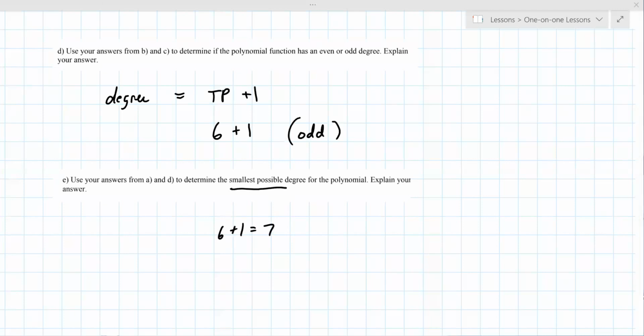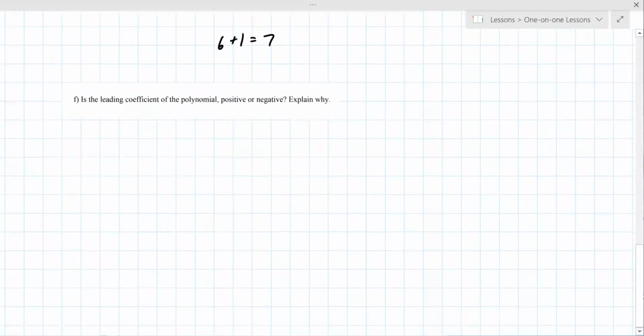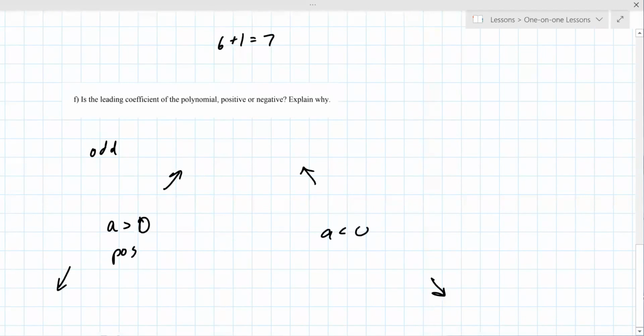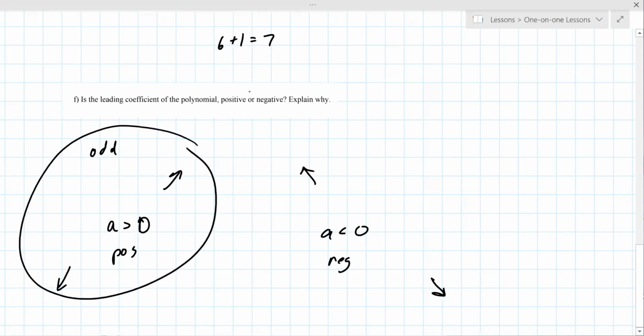Is the leading coefficient positive or negative? So the answer is based on the fact that since it's odd degree, there's 2 possibilities for odd degree. The first is that it starts low and ends high, or starts high and ends low, and it does whatever it does in between. Okay, this is if the leading term is positive, and this one's if the leading term is negative. So since your graph looks like this, it's a positive leading term. Okay. It's basically a definition. That would be the explanation, I suppose.